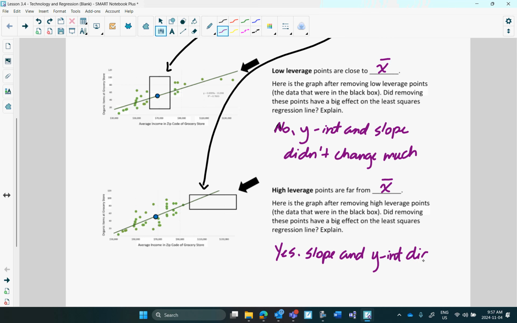The point I'm trying to make here is that points close to the x mean, if we take them out, are not going to have an impact on the least squares regression line. The further we are away from the x mean, in either direction, the more of an impact they're going to have on what the line looks like. And by what the line looks like, I mean slope, y-intercept. So those are leverage points.